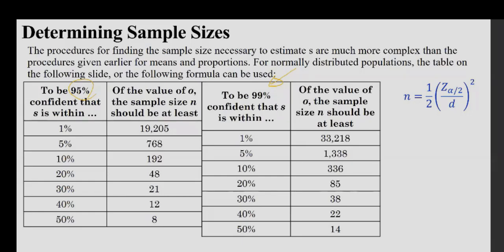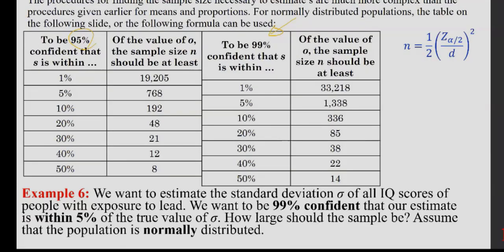Having said that, let's look at a simple example to see how we read this. We want to estimate the standard deviation sigma of all IQ scores of people with exposure to lead. We want to be 99% confident that our estimate is within 5% of the true value of sigma. How large should the sample be? Assume that the population is normally distributed. It is normally distributed, so far so good.